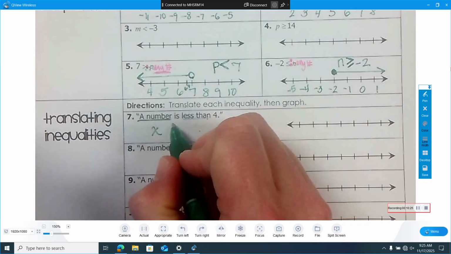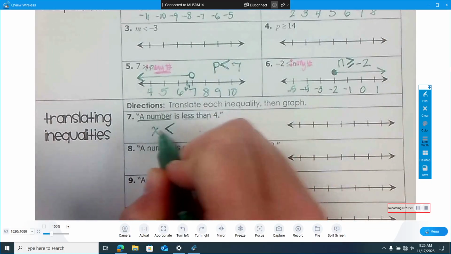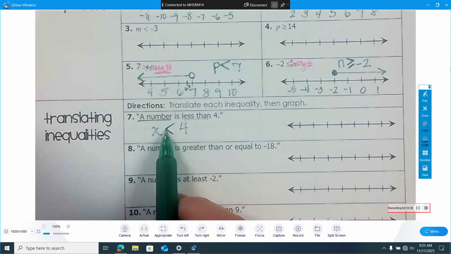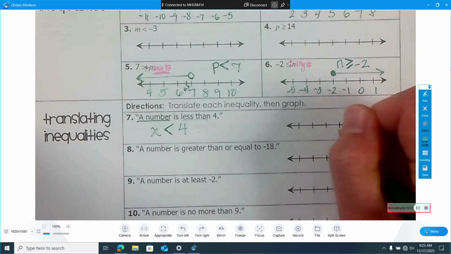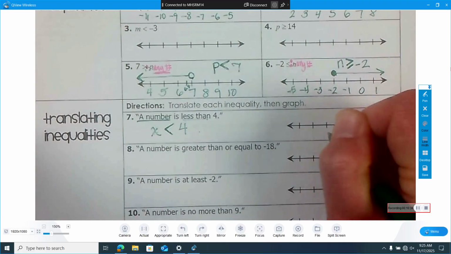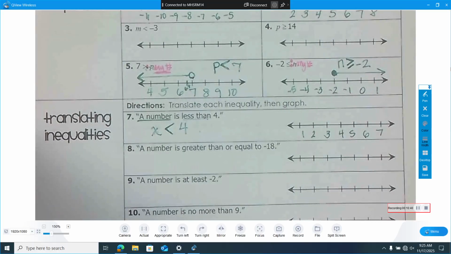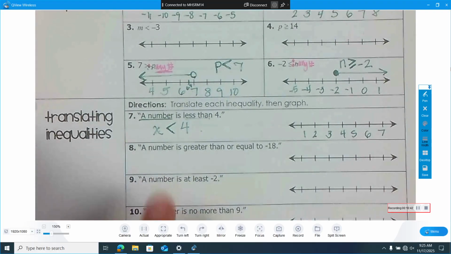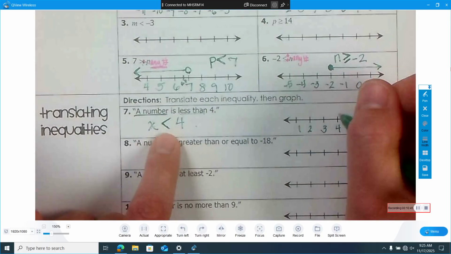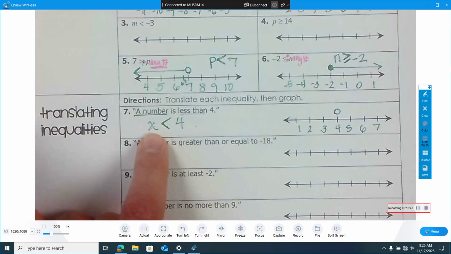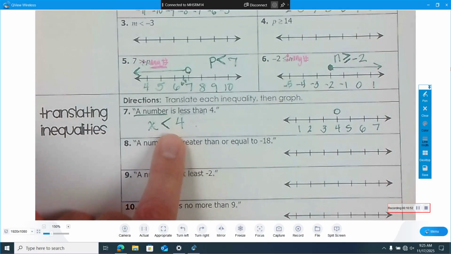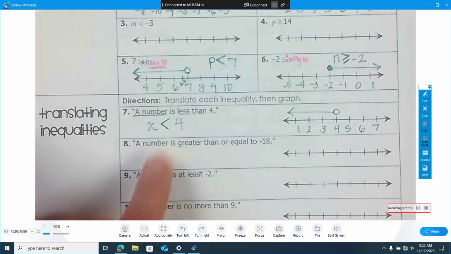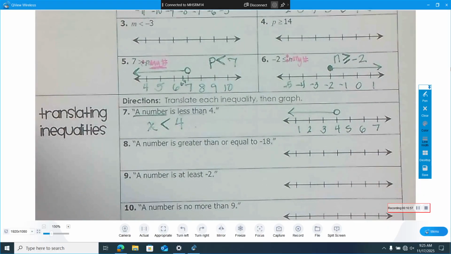So I'm going to put my little side next to the variable, and this would say any number less than 4, and I could graph that. So 4, 5, 6, and 7, 3, 2, and 1. Should I use an open circle or a closed circle? Open circle at 4. And we want any number less than 4. Should that be to the right or should we shade to the left? Yeah, we're going to shade to the left. All right, so there we go. Any number less than 4.